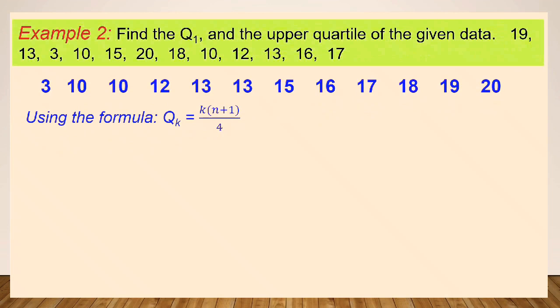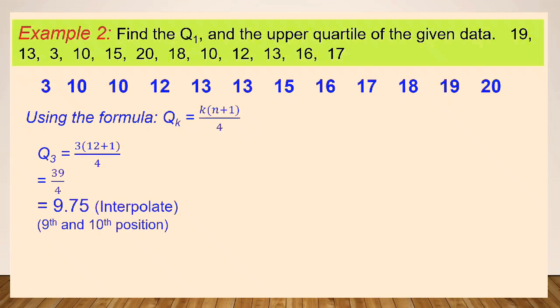For our third quartile or upper quartile, substituting the values in our formula, we have 3 times the quantity 12 plus 1 all over 4, that results to 9.75. Just like in our first quartile, the value that we get has a decimal, so let's proceed to interpolation. Locate first the value 9.75 in our set of data. Where is 9.75 located, class? That is between the 9th and 10th position.